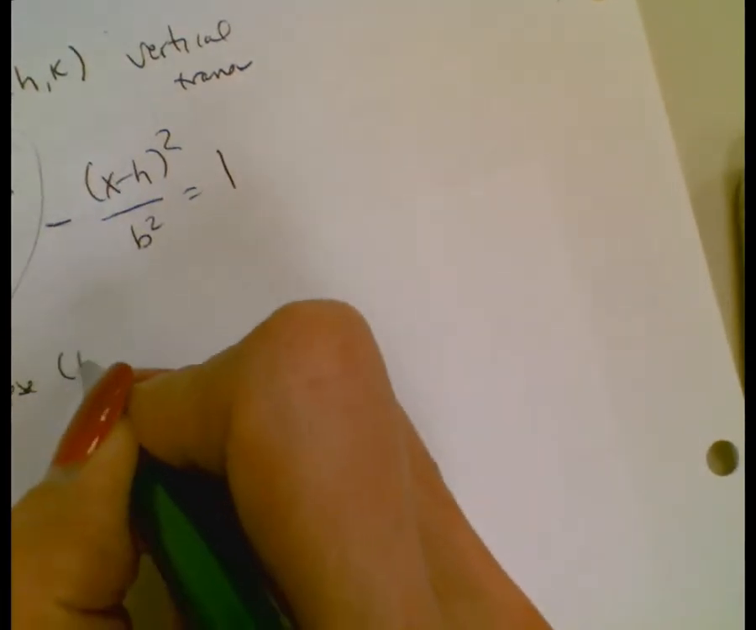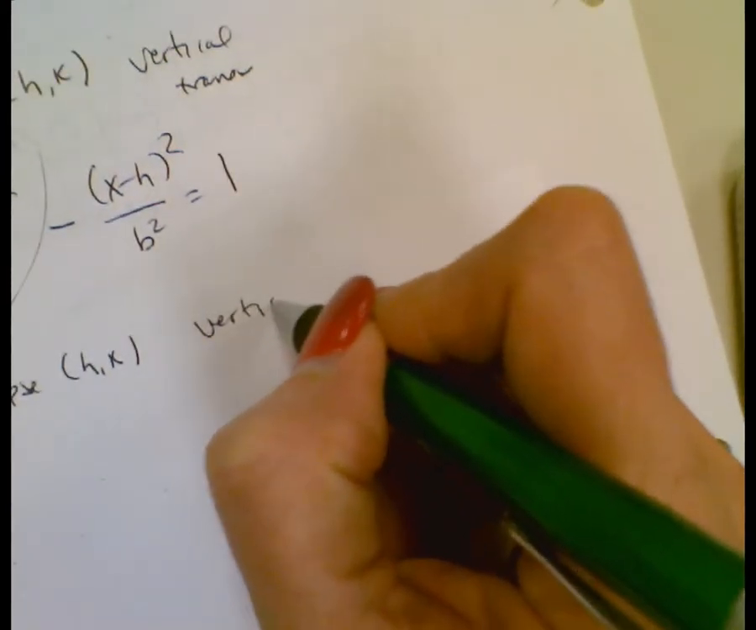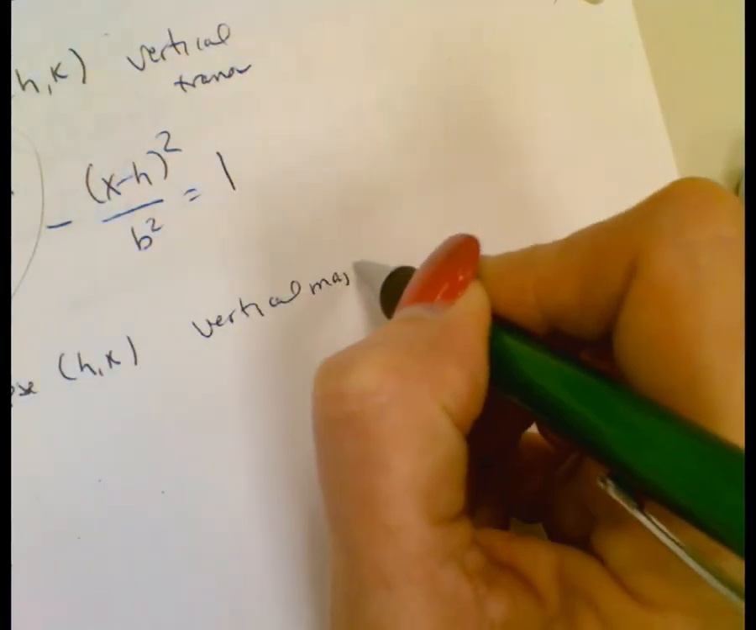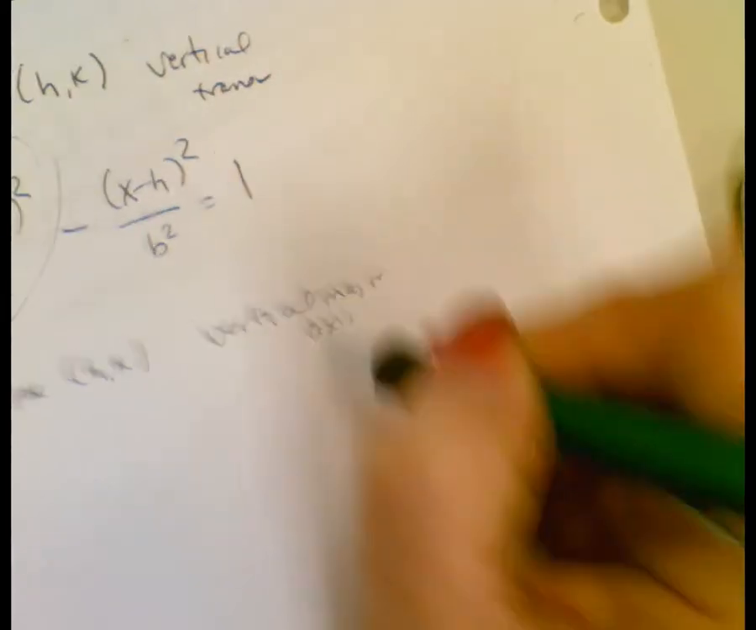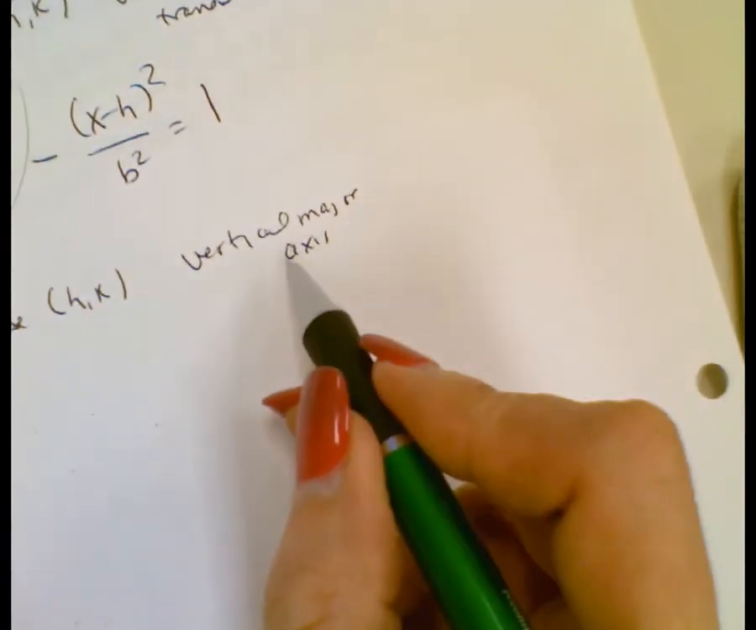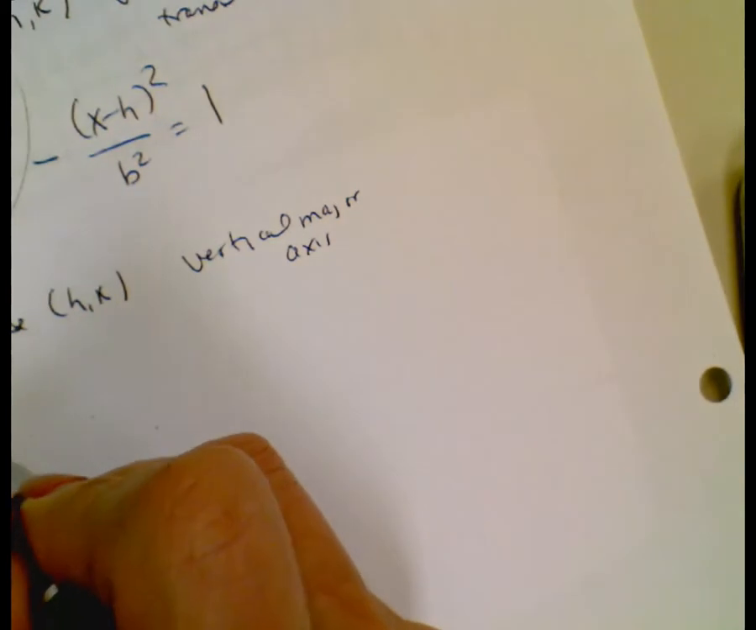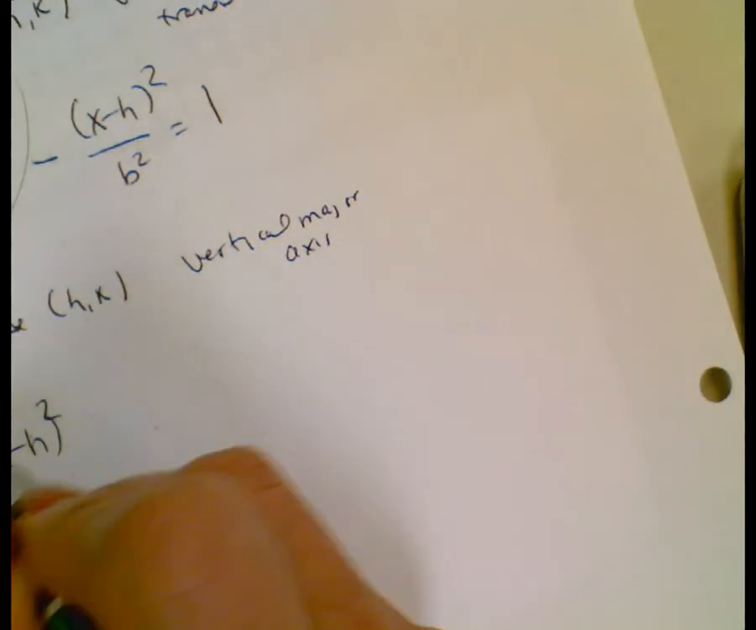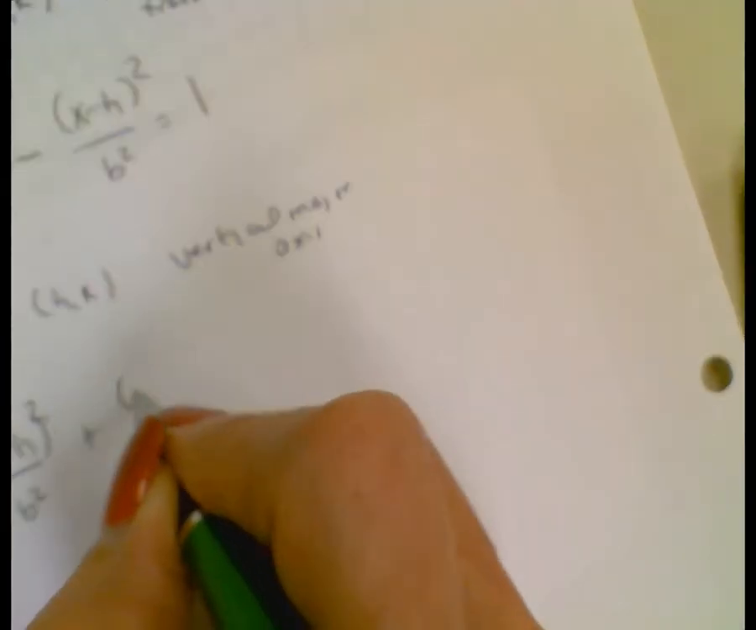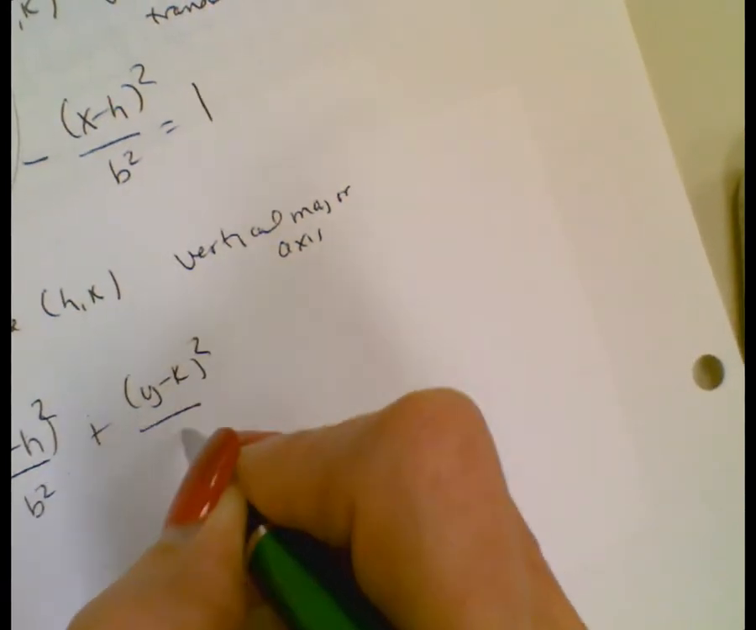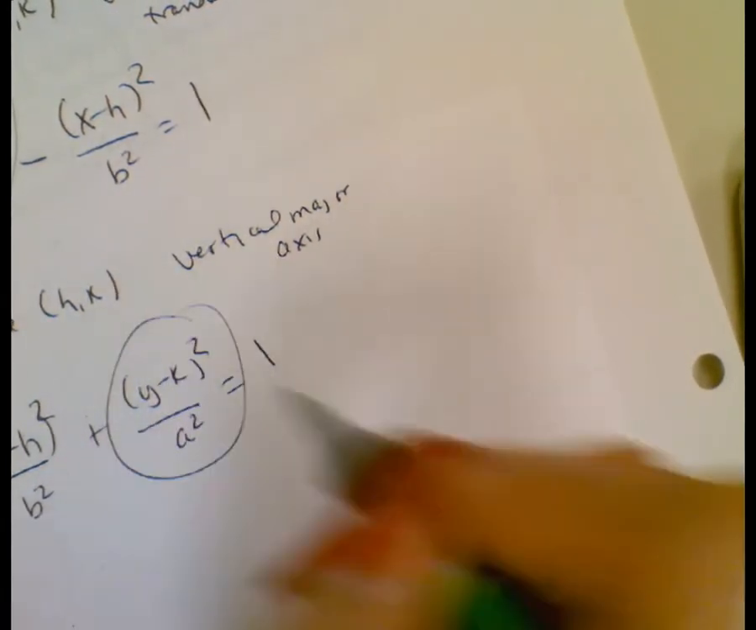And then it said to consider an ellipse centered at (h, k) that has a vertical major axis. Vertical major axis. That means that the a squared is under the y. So you'll notice the a squared is under the y. So these two look the same.